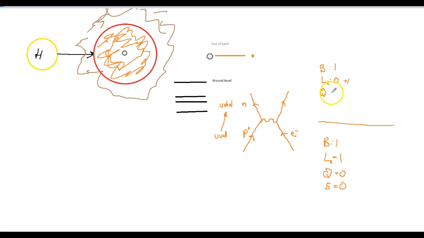Charge-wise, we are presently at 0, neutrons being completely chargeless, so the particle that's missing is going to be chargeless. And again, there's no strangeness involved in this, so we don't need to worry about that. So what actually happens here is the only particle that satisfies these rules is going to be a neutrino, and specifically an electron neutrino.